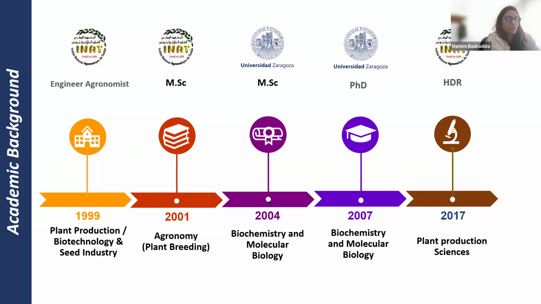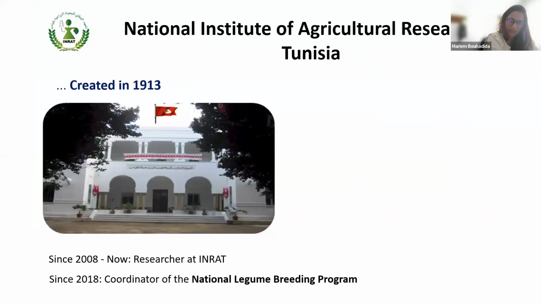So INRAT, just a brief overview regarding INRAT. It was created in 1913 and is the oldest agronomic research institute. And I have been working since 2008 in the field crop laboratory, dedicated to the breeding and improvement of cereals and legumes. So I'm coordinating the National Legume Breeding Program since 2018.